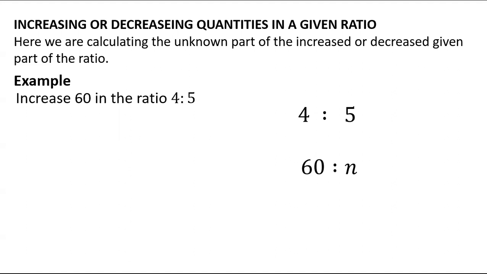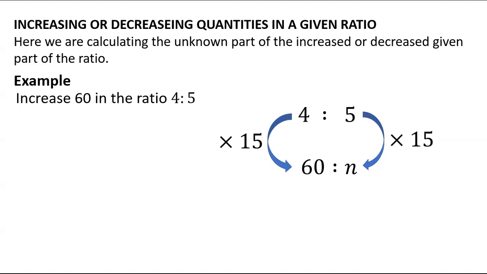Now, for us to do that, we first need to ask ourselves, what must we multiply 5 by to get to n? And for us to do that, we can only work with the side or the part of the ratio that is given, where we are given that 4 will increase to 60. What do we need to multiply 4 by to get to 60? We will need to multiply it by 15. And we will apply that in the second part of the ratio by taking the 5 and multiplying it by 15.